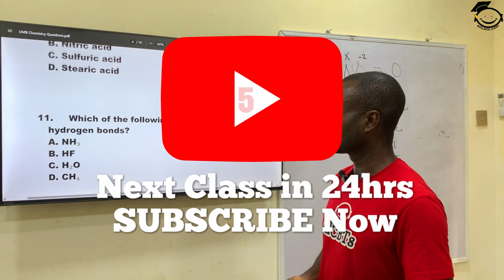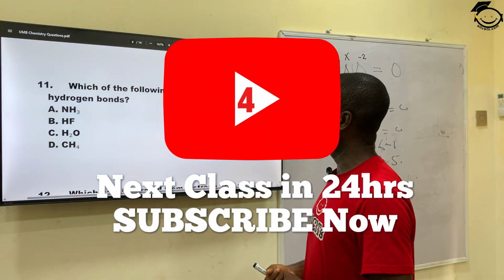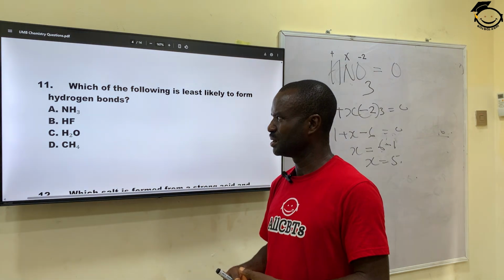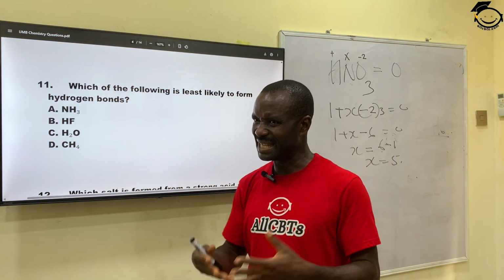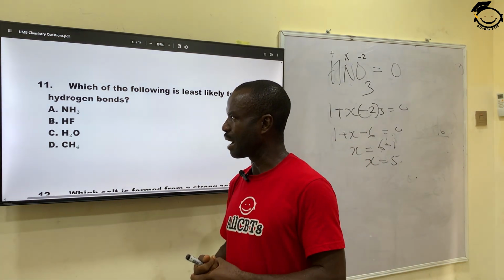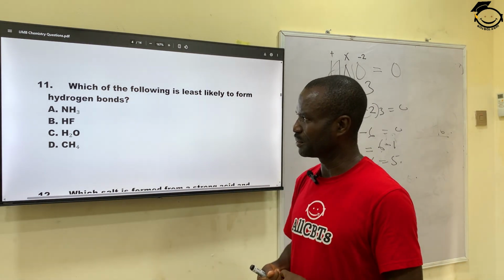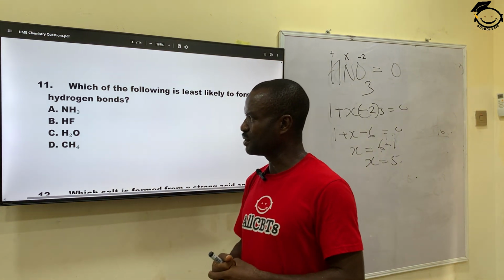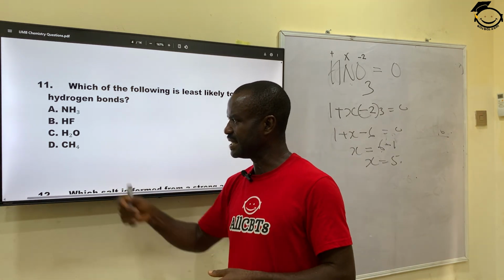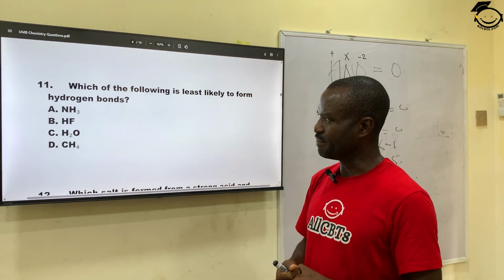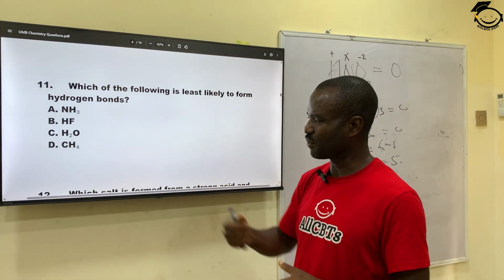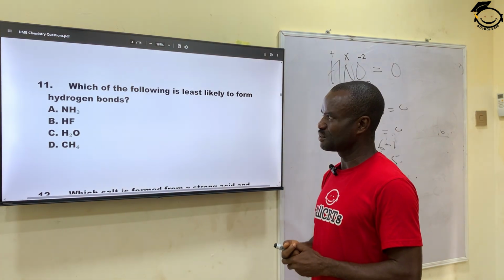Question 11. Which of the following compounds is least likely to form hydrogen bond? A, ammonia. Ammonia will form hydrogen bond. B, hydrogen fluoride. C, water. Then D, methane. The correct answer is methane, CH4. CH4 is least likely to form hydrogen bond.